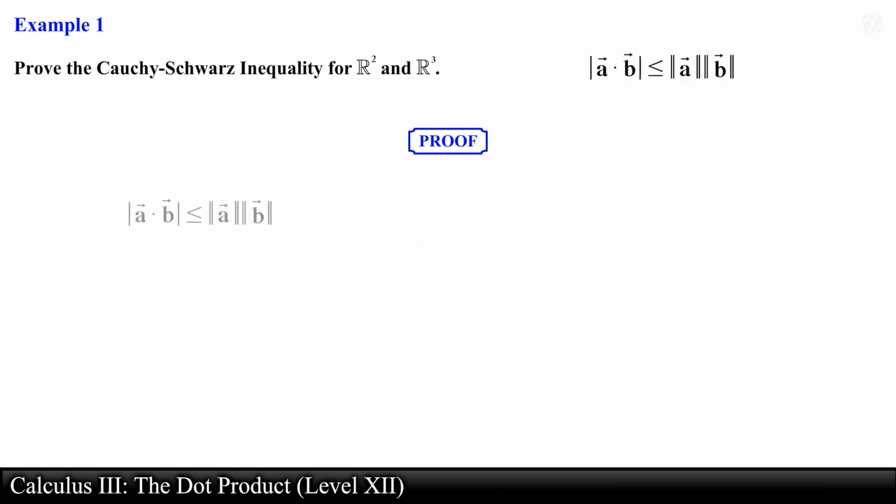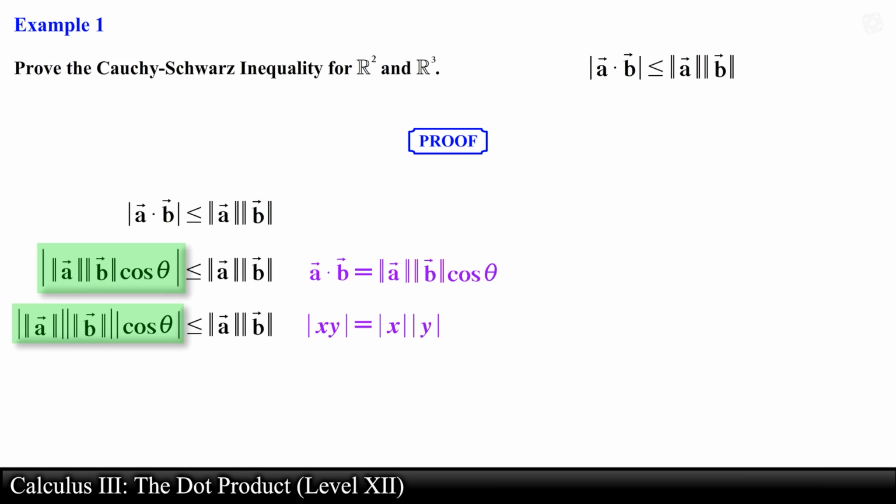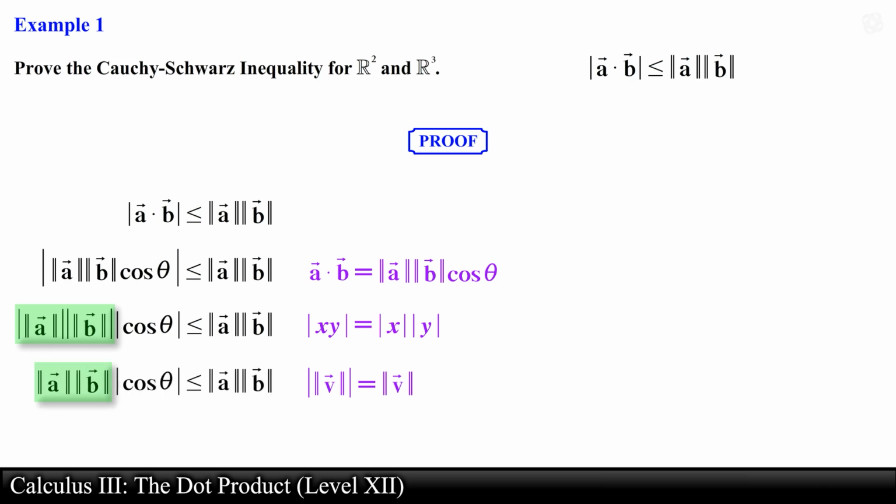Alright, let's first rewrite the dot product on the left side of the inequality with the geometric definition. Then, we go ahead and use the properties of absolute values, and rewrite this expression as follows. Since the magnitude of a vector is by definition positive, we can go ahead and remove the absolute value operator from these magnitudes. Now, let's take a look at the absolute value of cosine of theta.